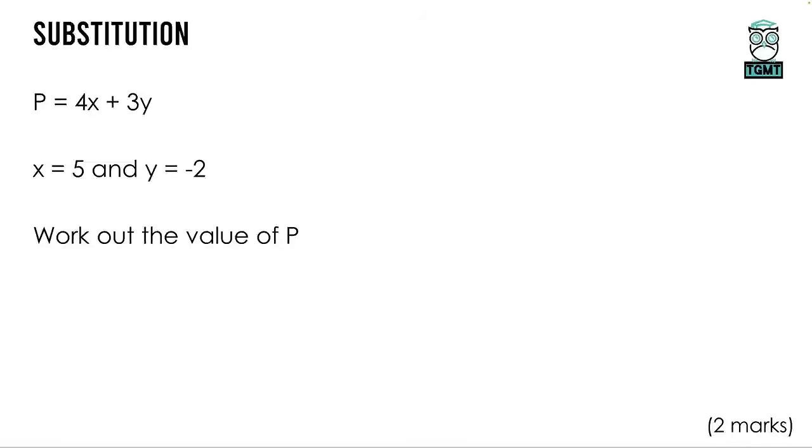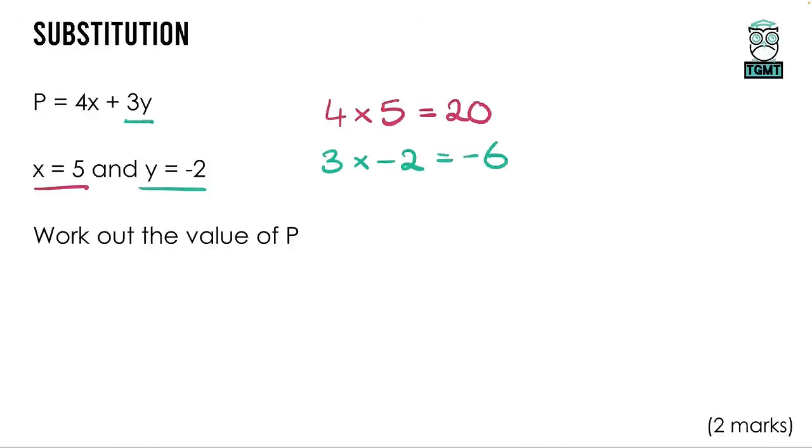It now tells us that x is 5 and y is -2, and work out the value of p. Now the only thing we need to be careful of here really is that -2. Because 4x, which of course means 4 times x, or 4 of the x's, just means 4 times the x value, which is 5. 4 times 5 is 20. For the next one, we have 3y's, and y is -2. So 3 times -2 is the same as 3 times 2, but our answer is negative, so it's just -6.